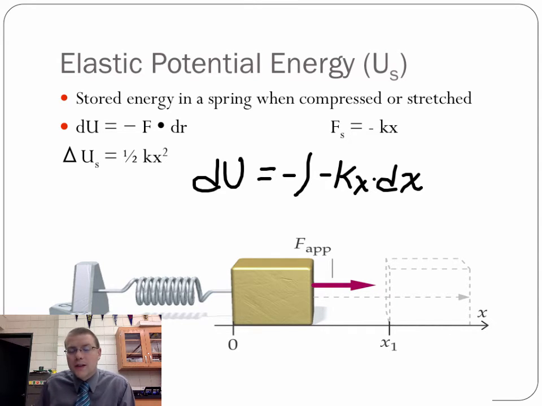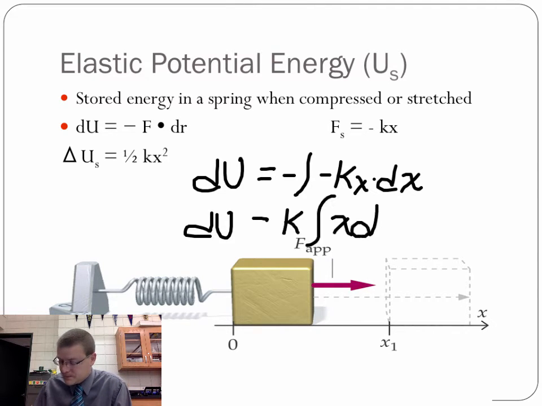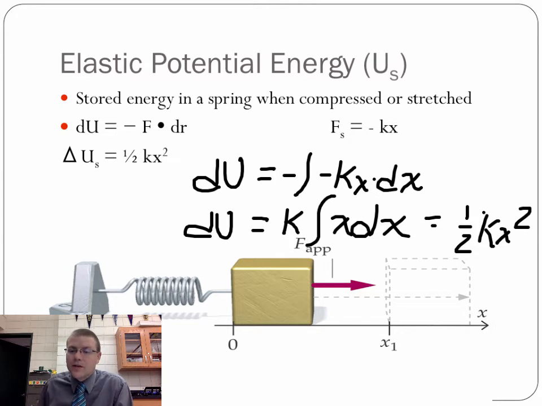So we're going to pull all constants out of our integration here, and we're going to pull out the negative k, and you get the integral of x dx. x dx becomes 1/2 kx squared plus the initial energy there. So the initial energy, remember, is the energy when there is no stress or compression.